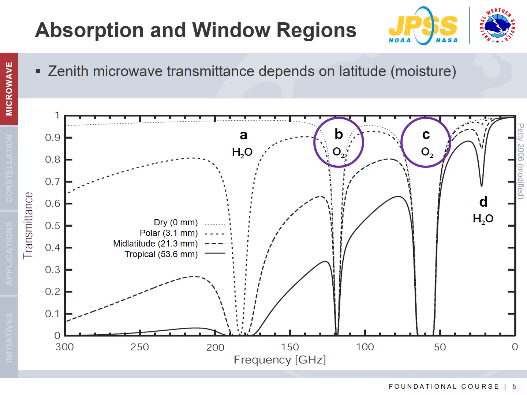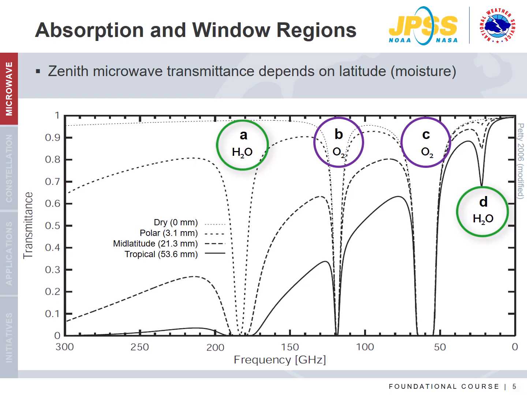Regardless of the amount of moisture in the atmosphere, the strong absorption regions where transmittance goes to 0 for all spectra are near 60 GHz and 118 GHz. These correspond to oxygen absorption and indicate a well-mixed constituent. What does that mean for water vapor absorption?